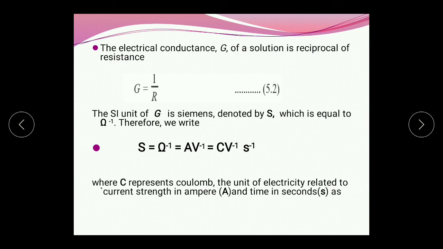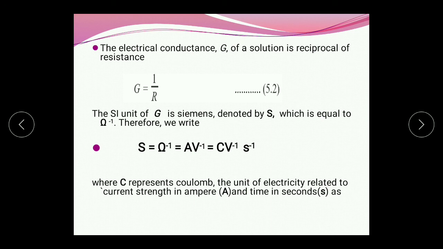Resistance we learned according to Ohm's law. Now we will learn about conductance, which is opposite to that of resistance. Hence G will be equal to 1 upon R. Then what will be the unit of G? The SI unit of G is Siemens.